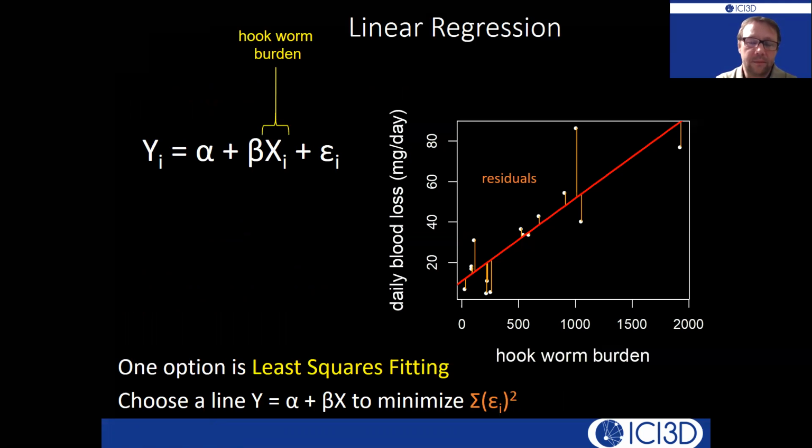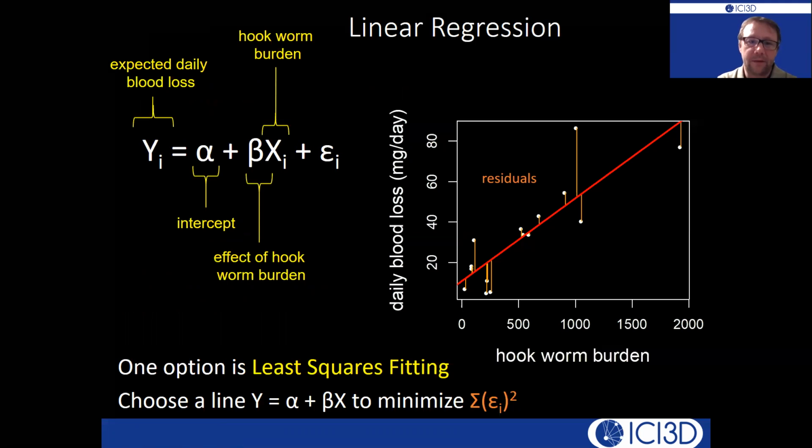And so hookworm burden is our X variable. Expected daily blood loss is the response. And then we have the intercept term and a slope term, the effect of hookworm burden on blood loss. And we also have this error term here, and we make some assumptions about what that error term looks like. Usually, for simple linear regression, we assume that it's normally distributed. For example, residuals are normally distributed. More on that in just a second.